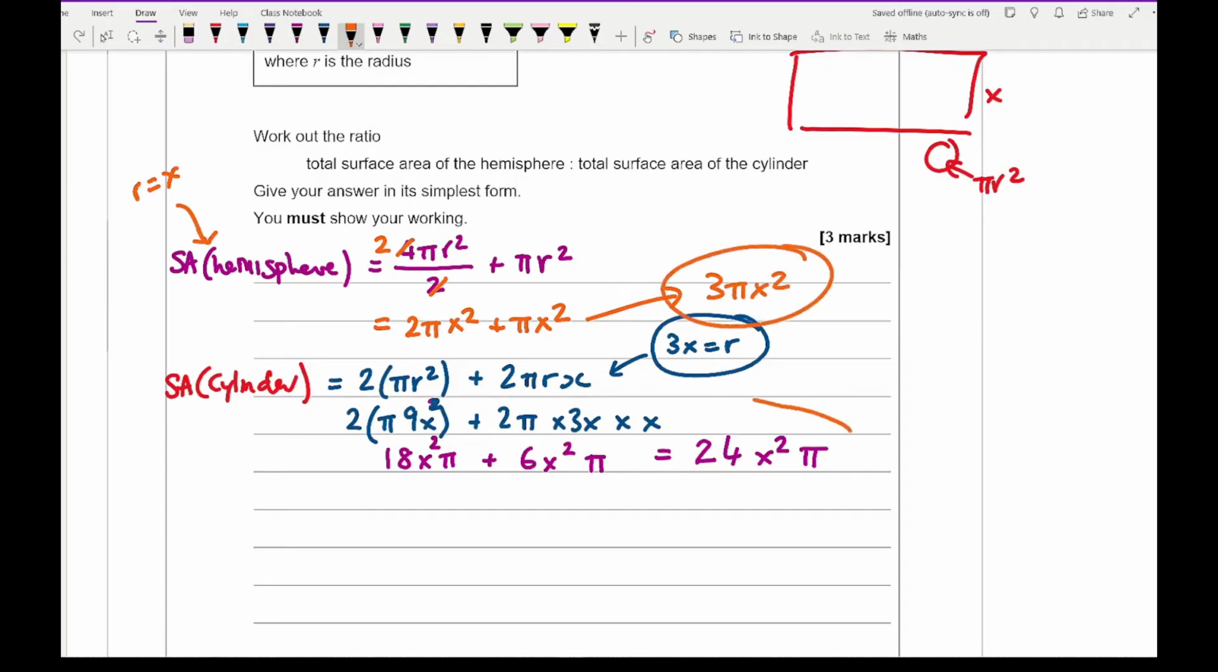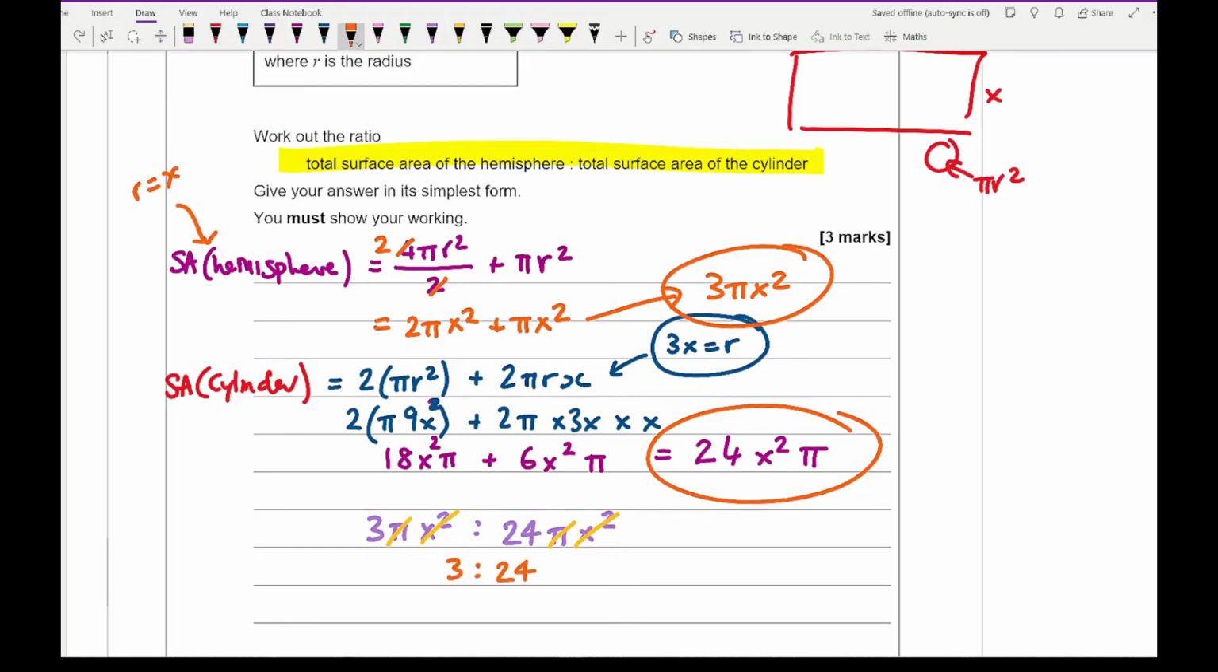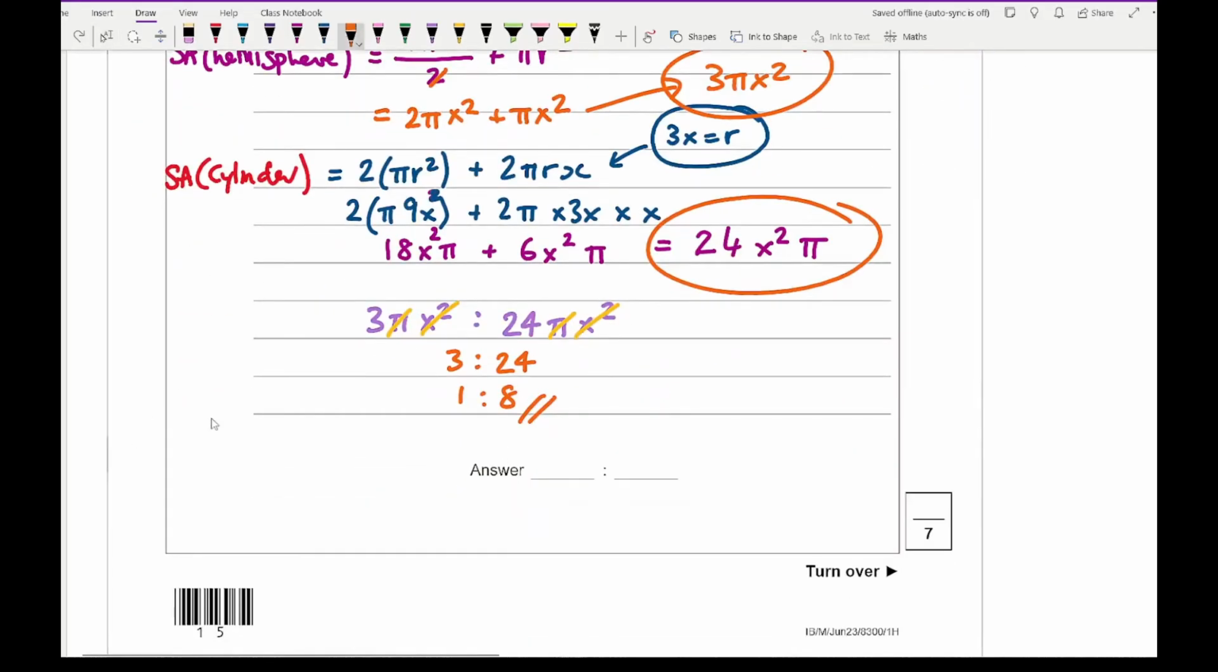So what I've then got is my total surface areas. The total surface area of the hemisphere is 3 pi x squared, and the total surface area of the cylinder is 24 pi x squared. Now comparing, I can cancel the pi's, I can cancel the x squareds, and so all I'm left with is 3 to 24, which simplifies to 1 to 8, and there is my answer.